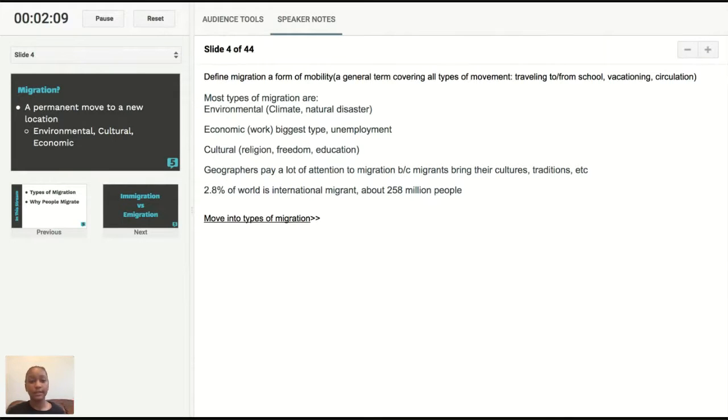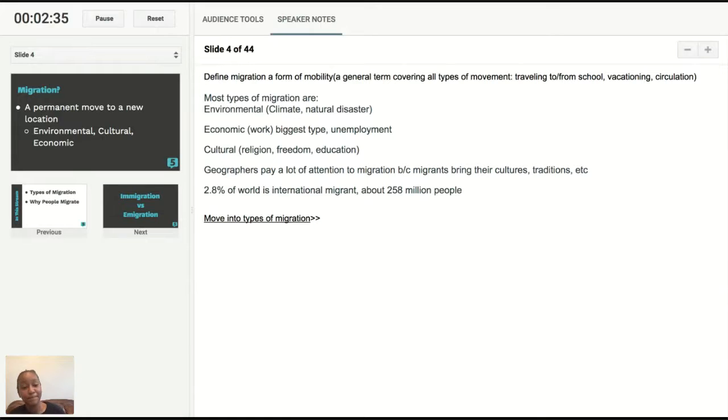And so migration is a form of mobility. And mobility is a general term that covers all types of movement, whether you're traveling to and from school, vacationing, circulation, which is like a circular, repetitive type of mobility. So migration is just like a subcategory of mobility, and it's a more permanent move.